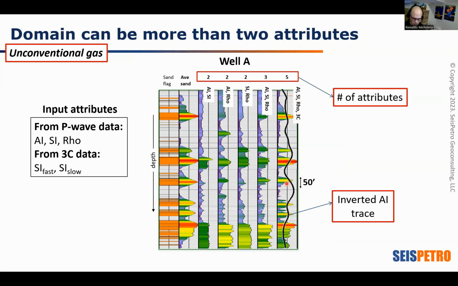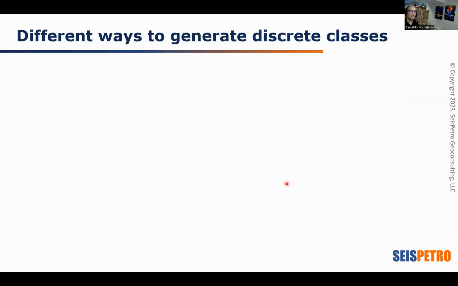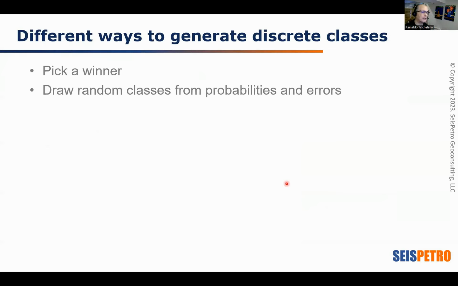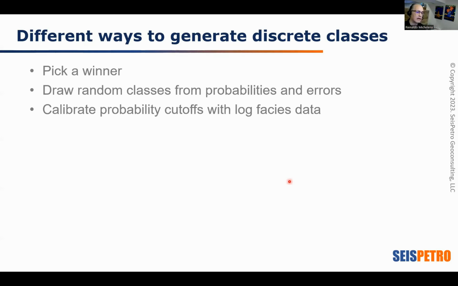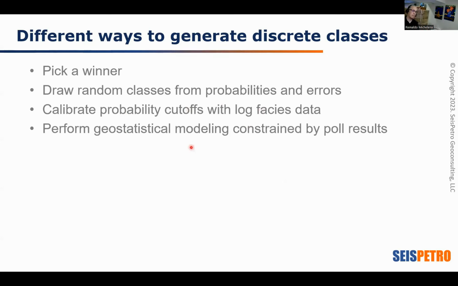Okay, so far we have been discussing results in the continuum, which are the probabilities, but many times we are interested in going back to the discrete domain and looking at the actual discrete facies in space. So how do we do that? There are different ways. We can pick a winner among all the different probabilities. We can also draw random classes from probabilities and errors. We can calibrate these probabilities using different cutoffs until we honor the log facies data. We can also perform geostatistical modeling constrained by the results. We've done that in the past, but I'm not going to show that in this presentation.